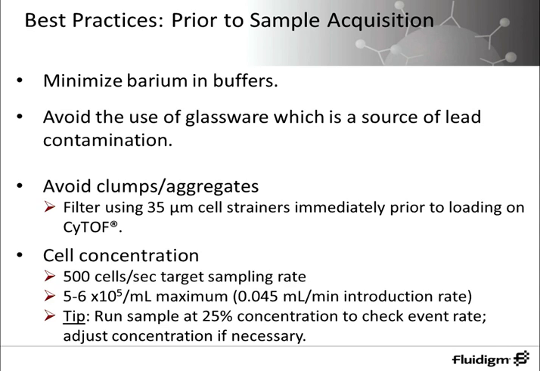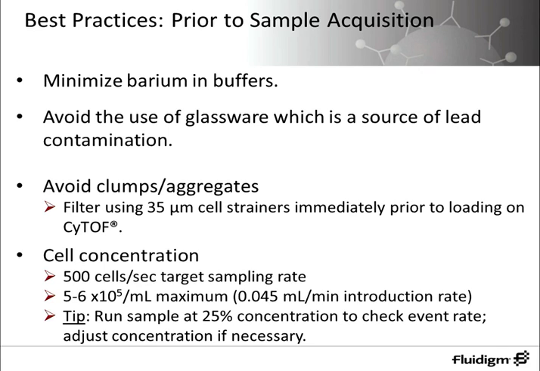As I mentioned earlier, we definitely want to avoid clumps. Part of this is just to keep sample tubing and nebulizers from clogging. So you can filter them using the 35 micron blue cap filter tubes that you may be used to seeing near cell sorters, and do that right before you're going to load samples on the CyTOF.